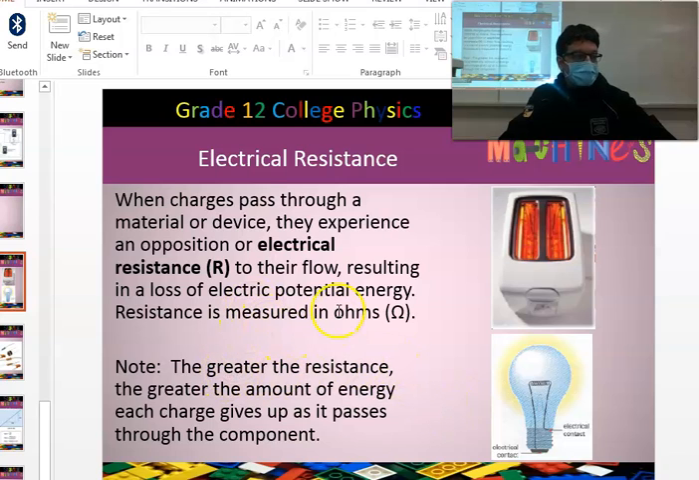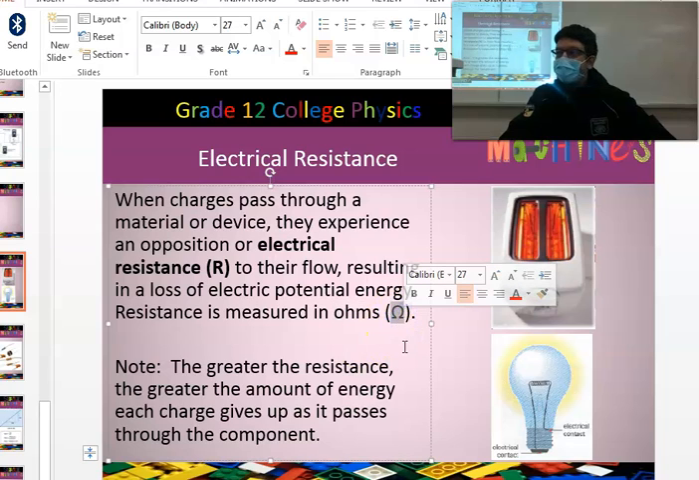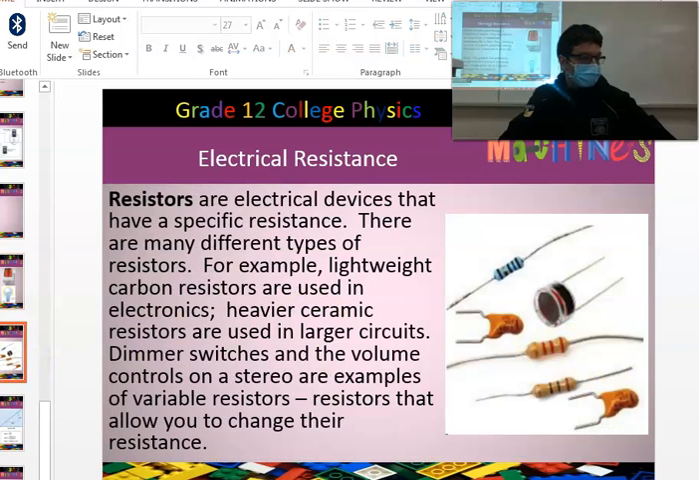And we measure electrical resistance in ohms, and we give it the symbol omega, which kind of looks like a horseshoe. Resistors look like this. You have them in your pack. You have ones that look like this here in your package. I actually gave you each 3 resistors, and later we'll determine how much resistance each one actually is.